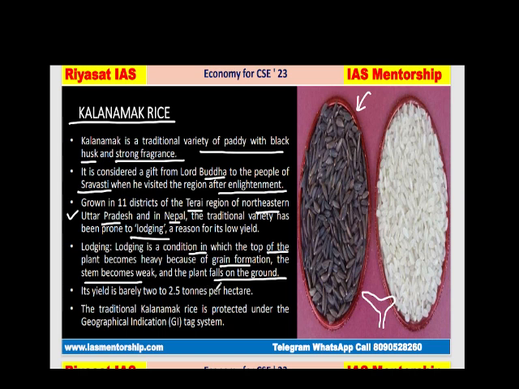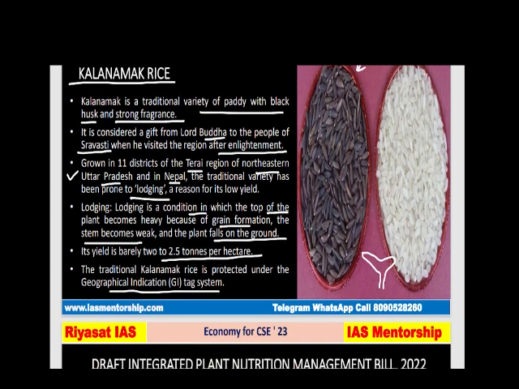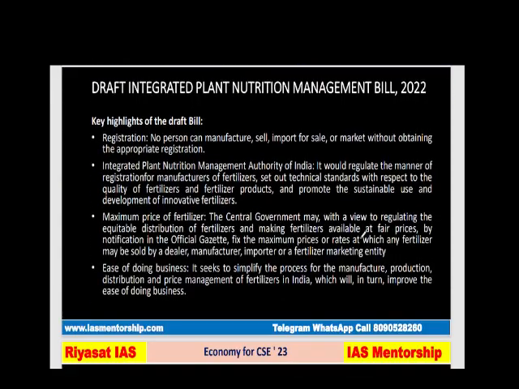However, that is why yielding इसकी बहुत कम होती है because of this lodging. The yield is barely 2.5 tons per hectare. This is very less. And that is why this Kala Namak rice has been given a GI tag. Clear? It has been protected under GI tag.